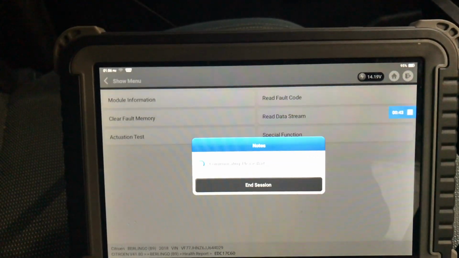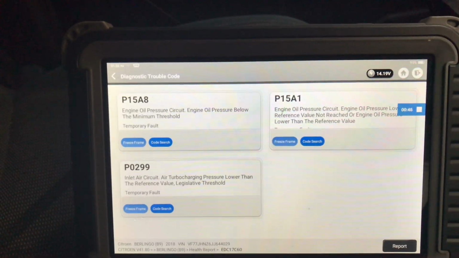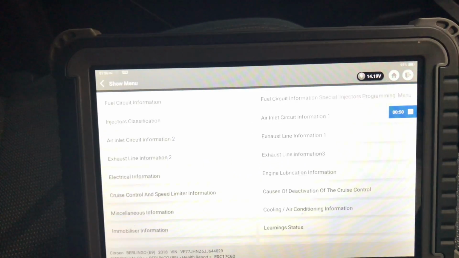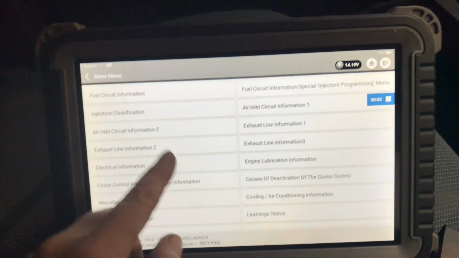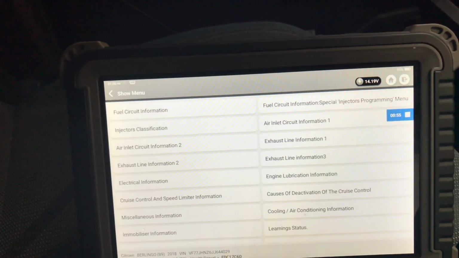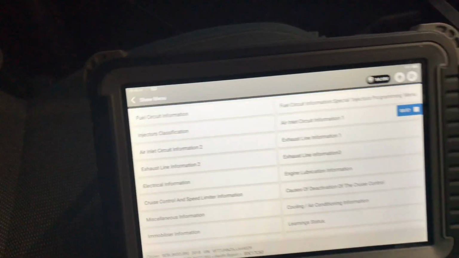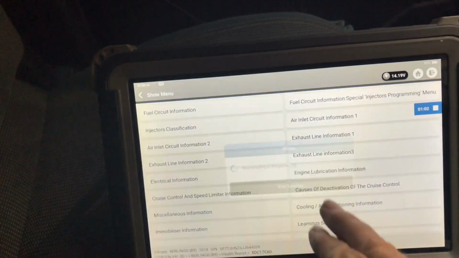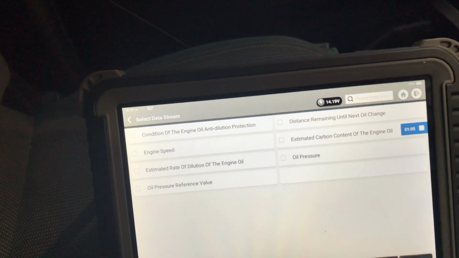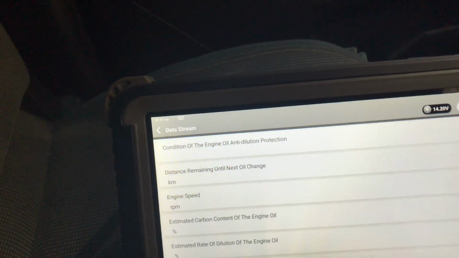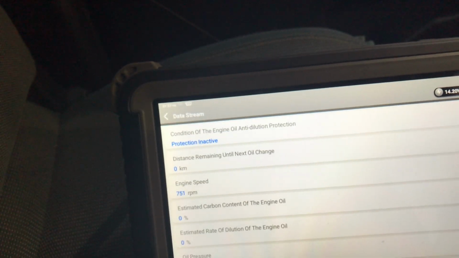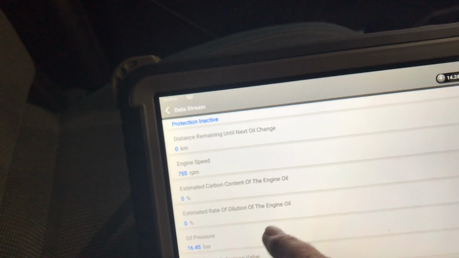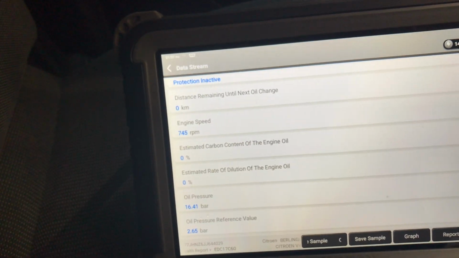Read fault codes. So oil pressure. Read data stream. Oh dear. Well, this is all the subcategories. So here we go. Engine lubrication. Select it all. Oil pressure. Protection inactive. Estimated carbon quantity of oil 0. Estimated rate. Oil pressure 16 bar.